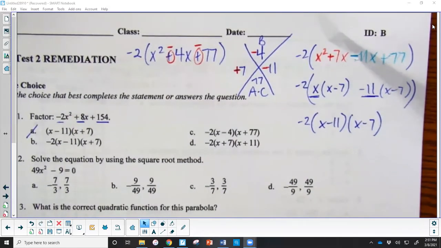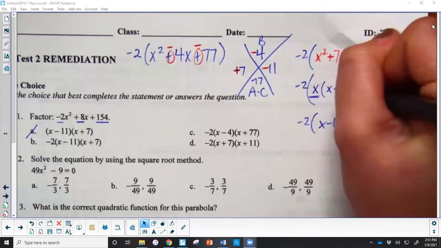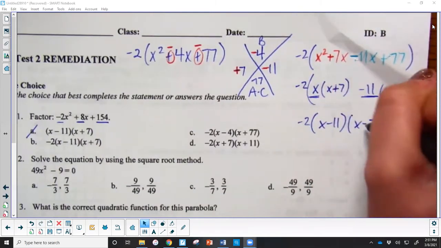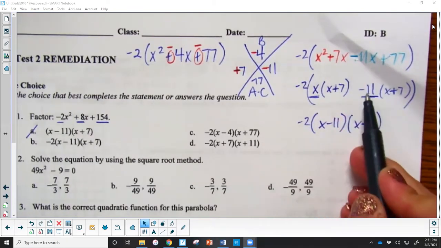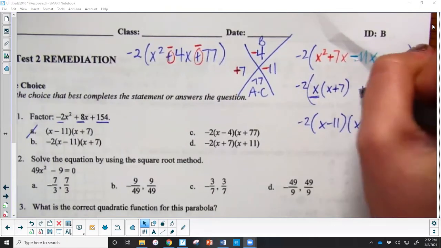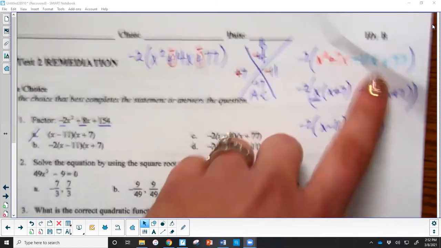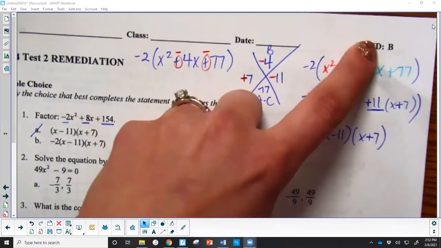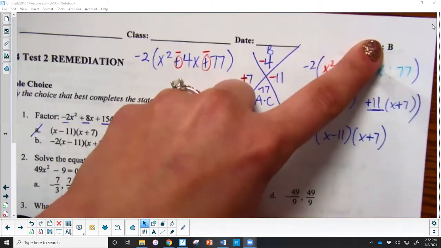All right, let's see how this changes our answers. So now, because this is positive, that means that this is going to be positive. So negative 11 here, that's going to be plus. Is it? Hold on, let's think. Oh yeah, because this is going to be negative. Let's think about this. Negative 77.